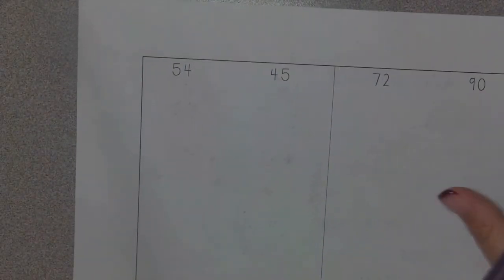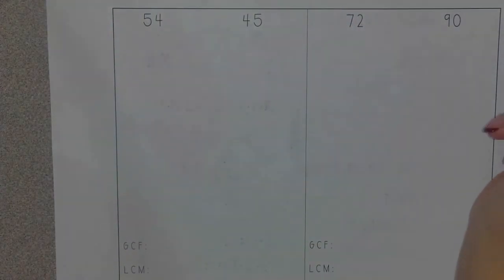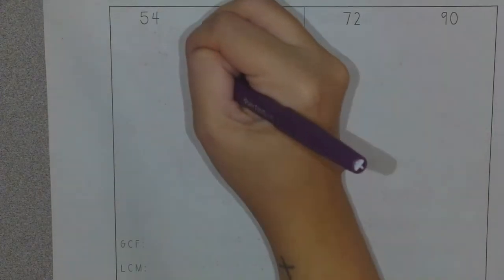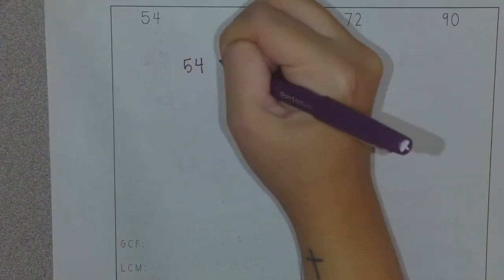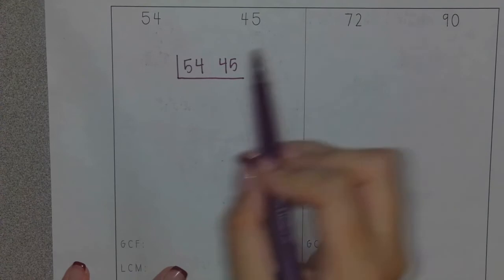Okay, we're going to do another problem, but I'm going to show you the other way that you can do GCF and LCM. So I have the two numbers 54 and 45. This is called the ladder method. So I'm going to rewrite those numbers, 54, 45, and I'm going to put an L around them, a really long L, but it's an L.